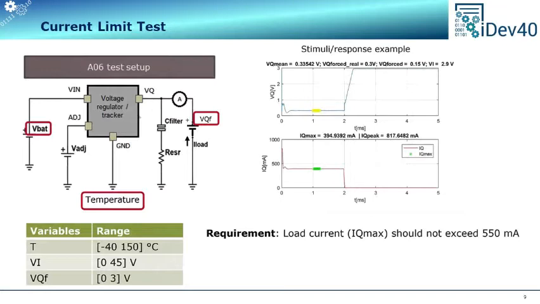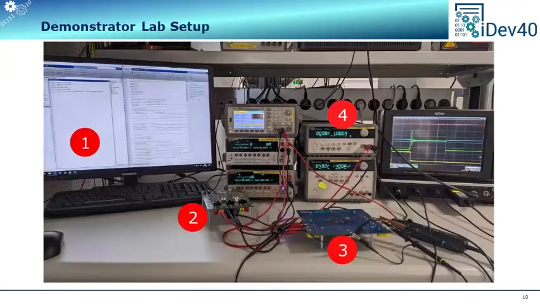The operating condition ranges in which we have to perform the test are depicted here. Because this requirement, that the load current should not exceed 550 milliamperes, must be valid regardless of the variation of these operating conditions within each range. On this slide, you can observe the laboratory setup of this use case. The first component is the Matlab controller, namely the software that controls all the other setup components. The load board, the resistive load, is denoted by 2.